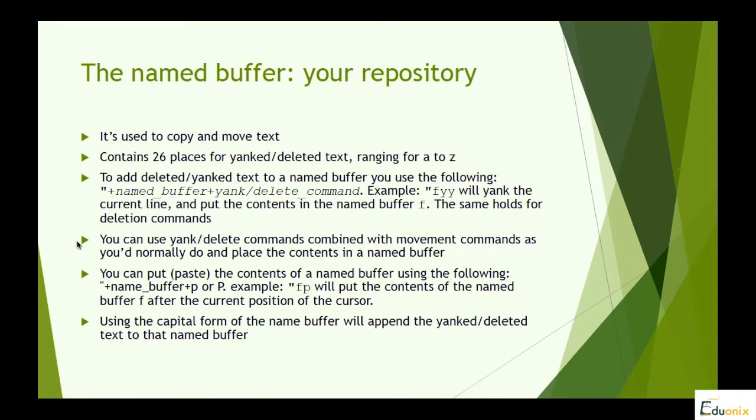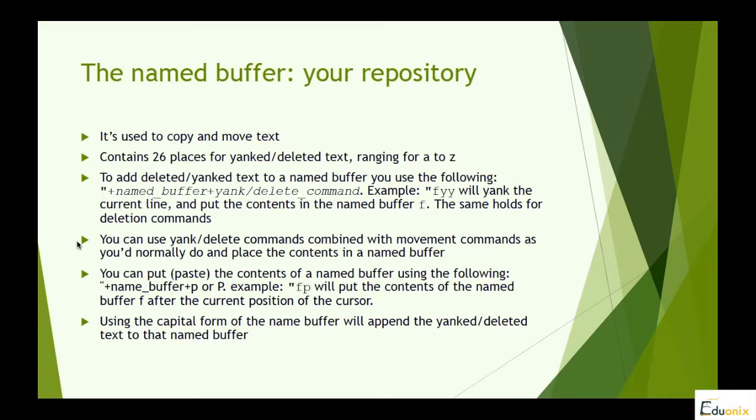The named buffer is much easier than the unnamed buffers, and it's very handy. It's more handy actually than the unnamed buffers. It offers you 26 places to save text. Imagine this: you have 26 places, which are the alphabets from A to Z. These places you can use to copy or cut text and save it in memory. And whenever you want to paste this text, you just use one of the places that you have saved text in to paste that particular text.